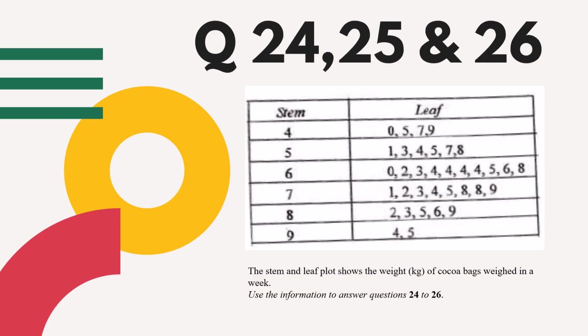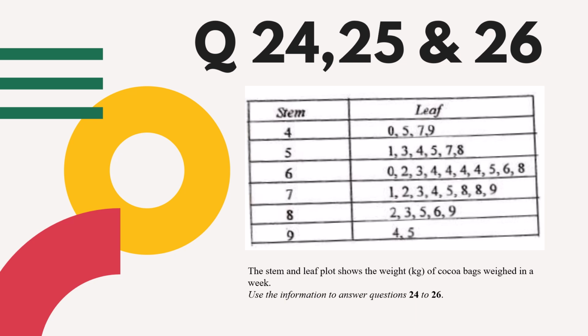Let's move on to question 24. In this question, it says that we are using data to answer 25, because 24, 25 go together. And this is a stem and leaf plot that shows the rate of cocoa bags' weight.